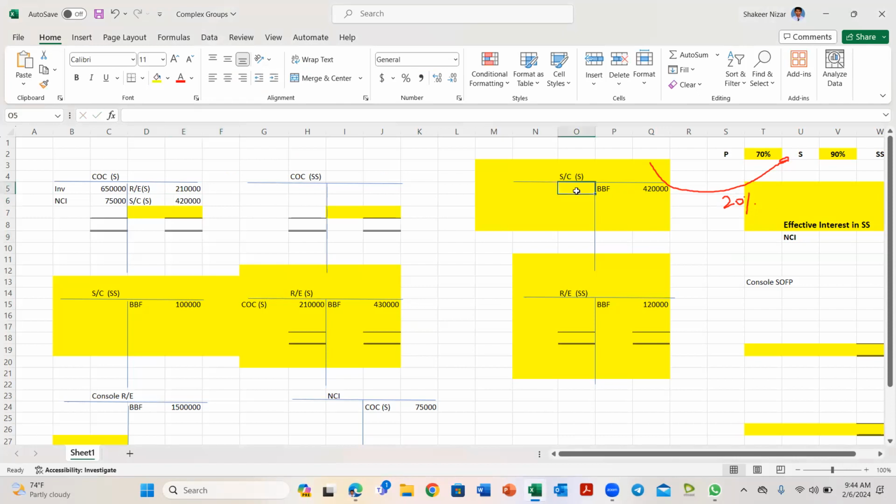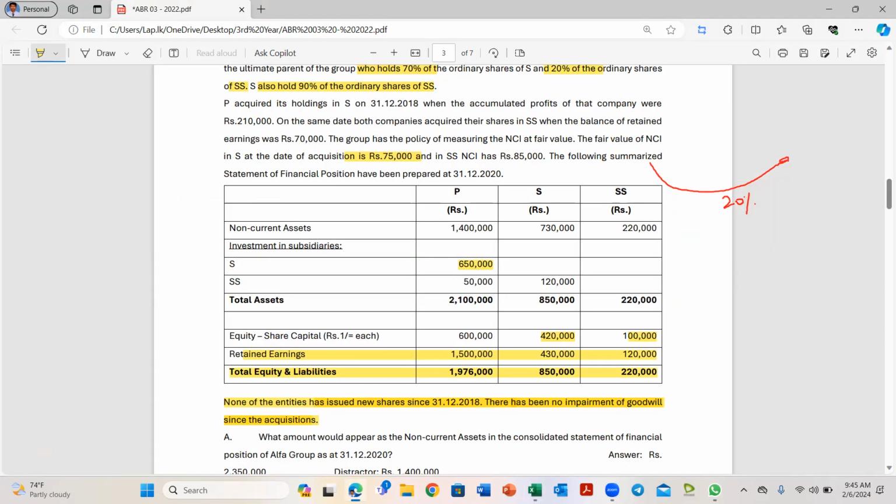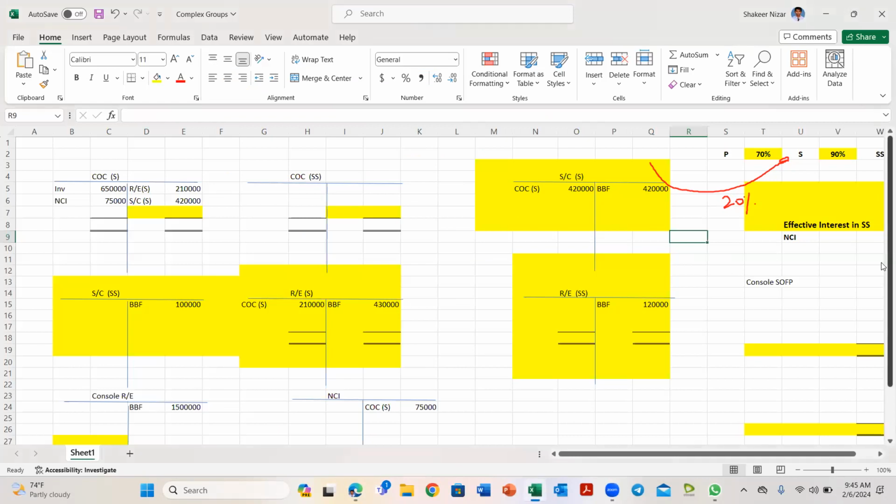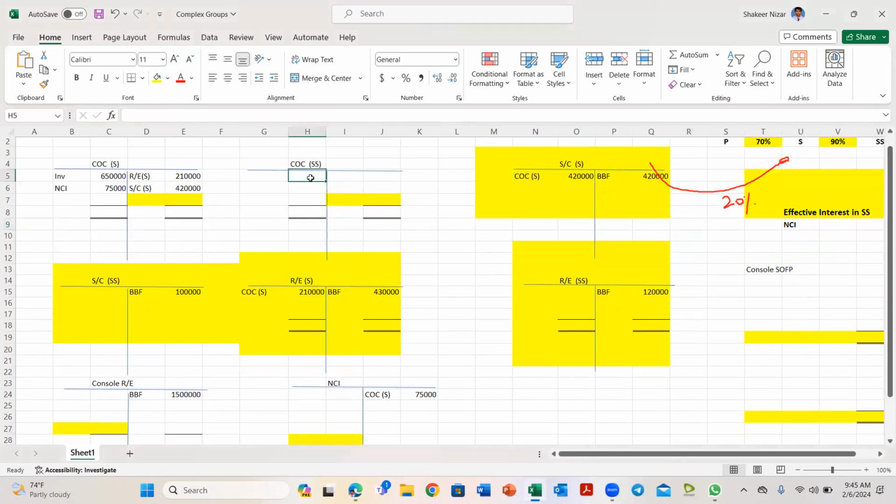Stated capital of S, 420,000. So you credit that amount into the cost of control account, and debit stated capital of S. I think that is clear. Next we have the subsidiaries. The parent made a direct investment of 50,000, so you recognize the investment account credit and cost of control of S debit 50,000.